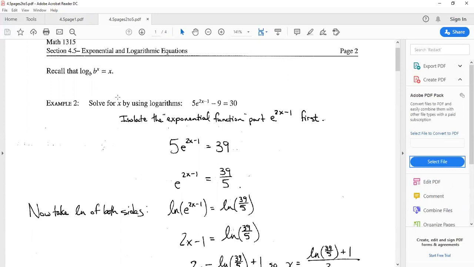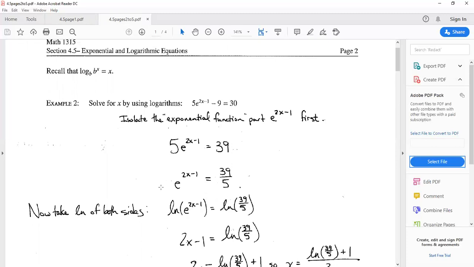So the key here is to isolate the exponential function. And then once we isolate the exponential function, then we'll take a logarithm of both sides. So here we go. I'll write 5 times e to the 2x minus 1 equals 39, just from adding 9 to both sides. And now if I want to isolate the exponential function, I'll divide both sides by 5. So I have e to the 2x minus 1 equals 39 divided by 5.